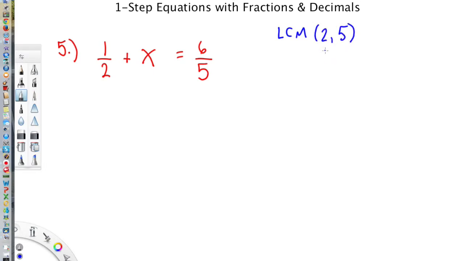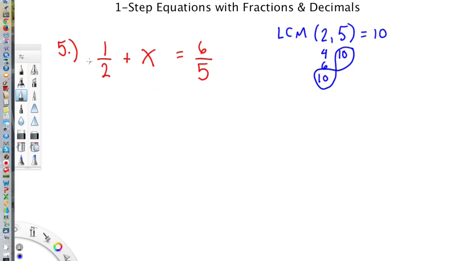And most of us probably have it off the top of our head. But if we started listing, we'd list 2, 4, 6, and eventually, we'd get to 10. On the other hand, over here, we just start skip counting. We'd have 5, 10. So our LCM is going to be 10, and we need to find equivalent fractions for 1/2 and 6/5 that both have the denominator of 10.